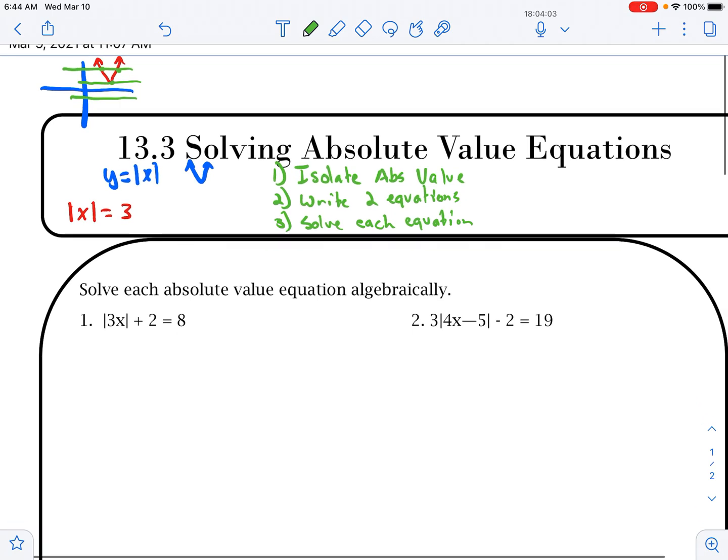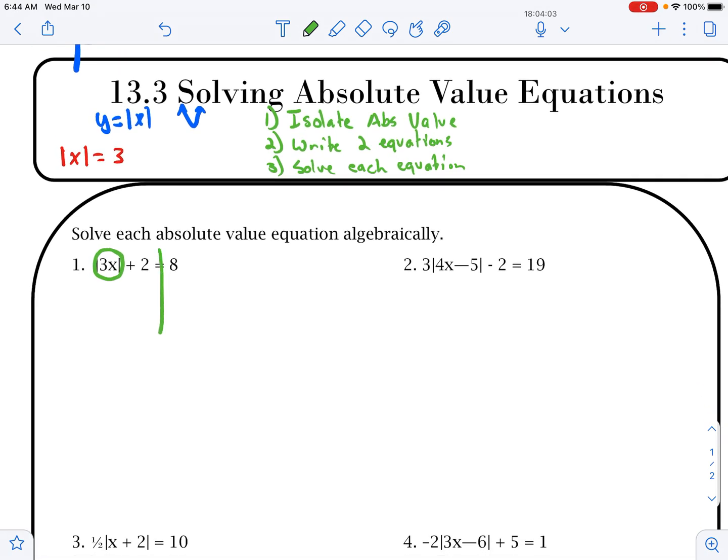So anytime I want to isolate the absolute value, I circle the absolute value. On that side is that 2, so I need to get rid of that 2. So then I have the absolute value of 3x is equal to 6. And then I write my 2 equations. 3x is equal to 6, or 3x equals negative 6. So we just switch the sign. Then we solve for those ones. So x is equal to 2, or x is equal to negative 2.